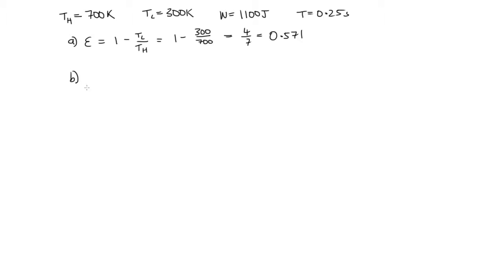Okay, so part B is then what is the average power of the engine? Okay, so power is given by energy over time. In this case, the energy we're getting out is the useful work. So this is equal to 1,100 over 0.25. Solving this, dividing by a quarter is the same as multiplying by 4. So we've got 4,400 watts.